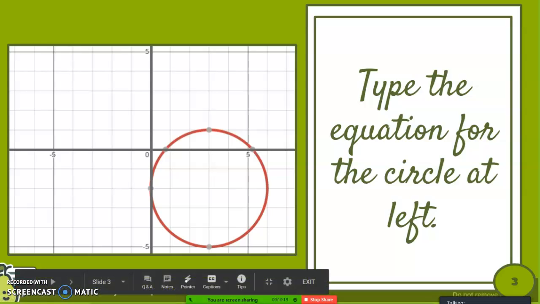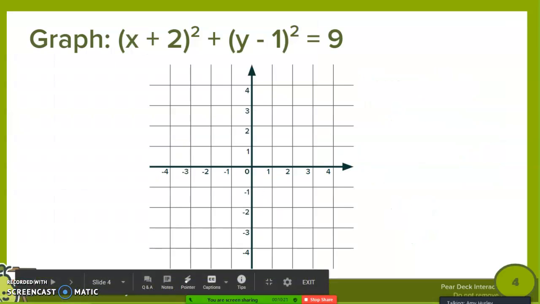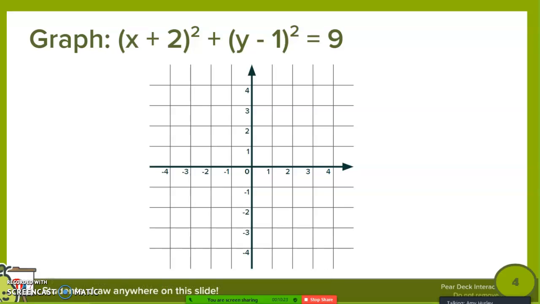The next problem that we did in class was a graphing problem. Take the equation x plus 2 squared plus y minus 1 squared equals 9 and graph it on the slide. Give it a try, come back and see how you did.